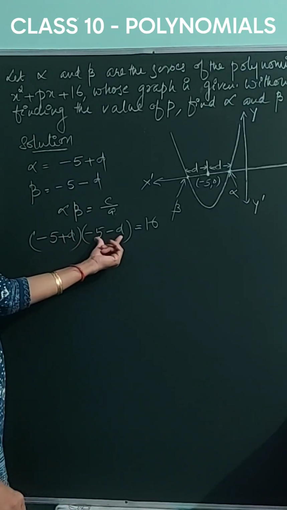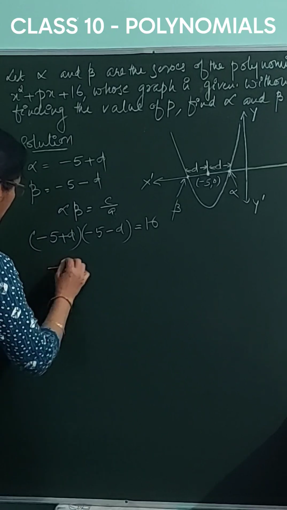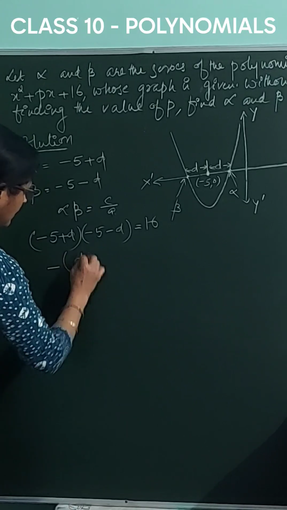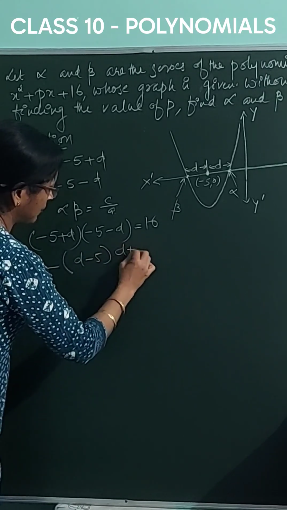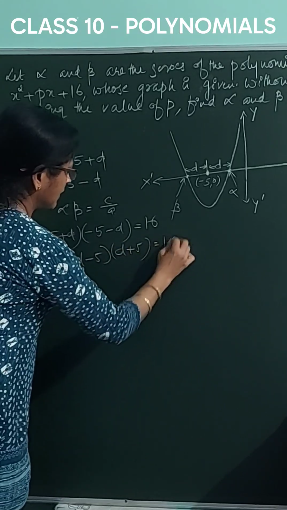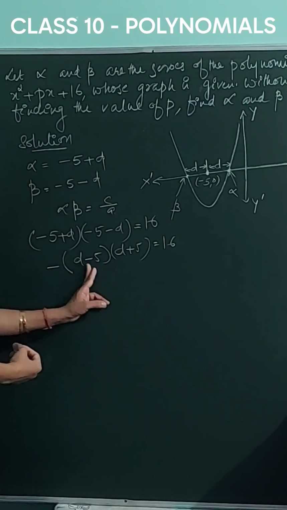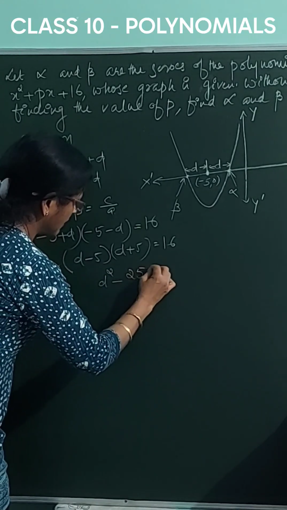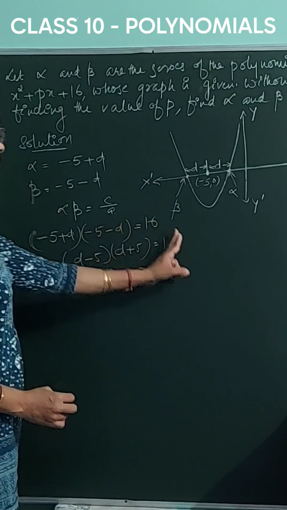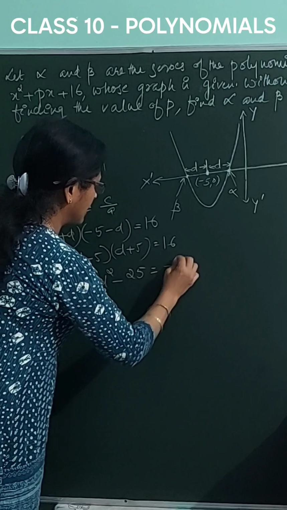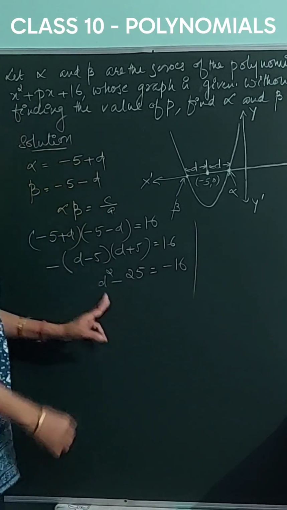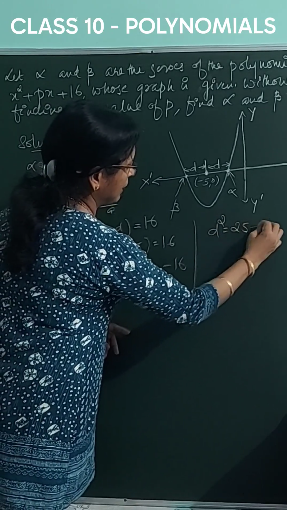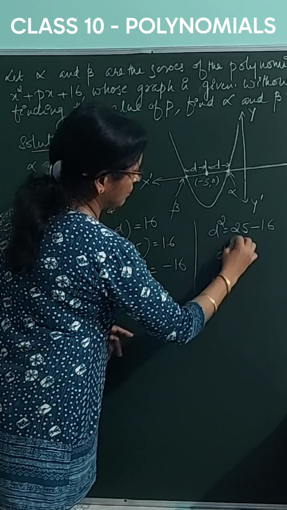So if we take this negative common outside, it will be minus taken outside, 5 plus d, d minus 5 and d plus 5. We can write it like d minus 5 into d plus 5 is equal to 16. So, a minus b into a plus b will be a square minus b square. D square minus 25 is equal to 16. Shifting it to the right side, d square will be 25 plus 16... that is, d square is equal to 9.